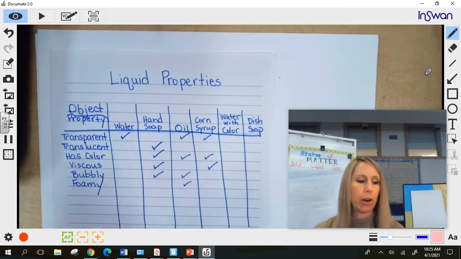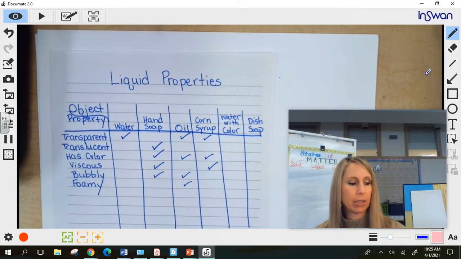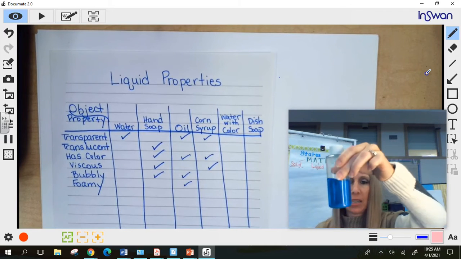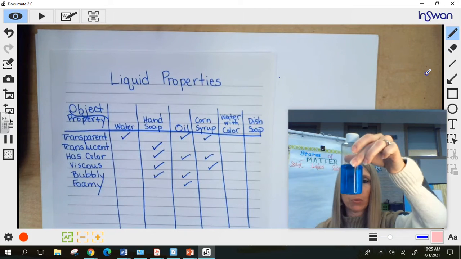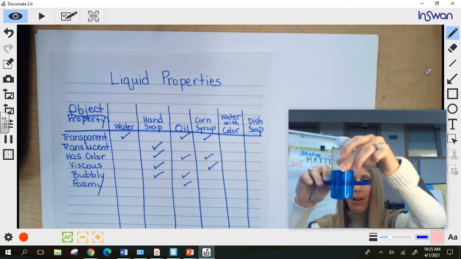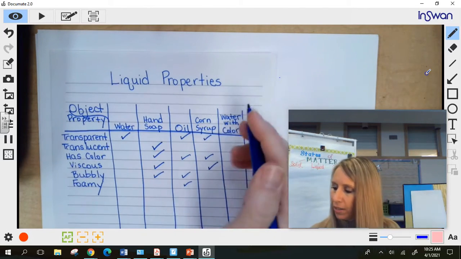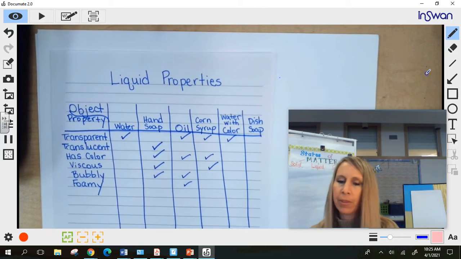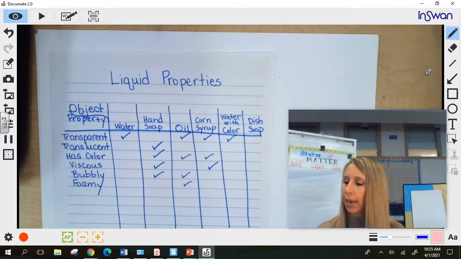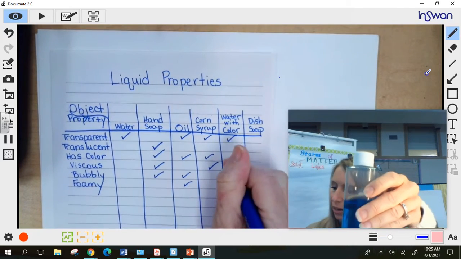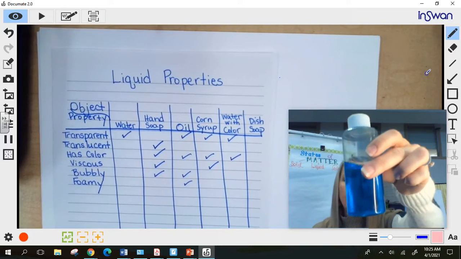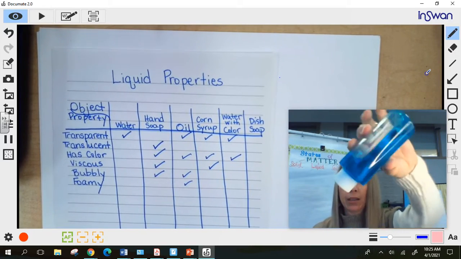Next, we're doing water with color. So let's look at our water with color right here. Can we see through it? You can some, not as well. Let's see what happens if I hold my pen. You can definitely see that. So it is still transparent, not as transparent as the water without color. Does it have color? Well, yes, we've added color to this. So it has a blue color to it.